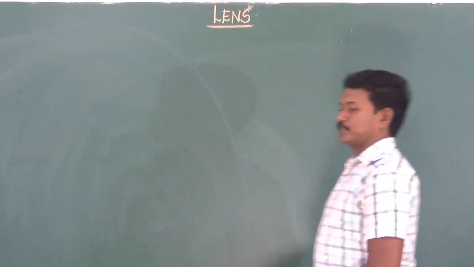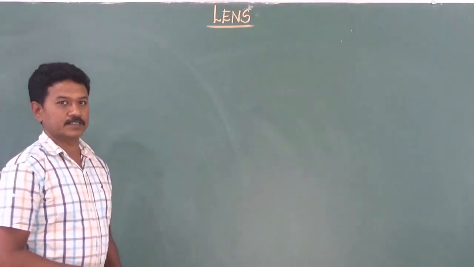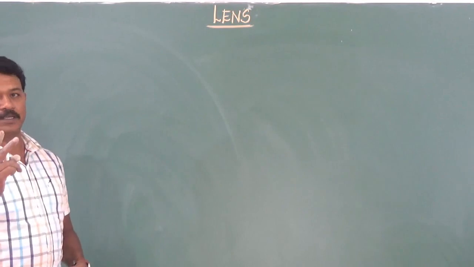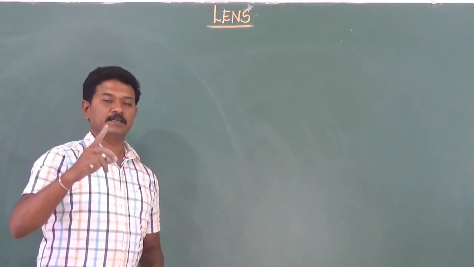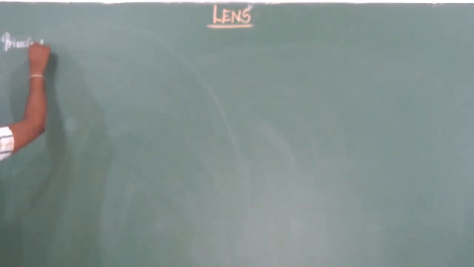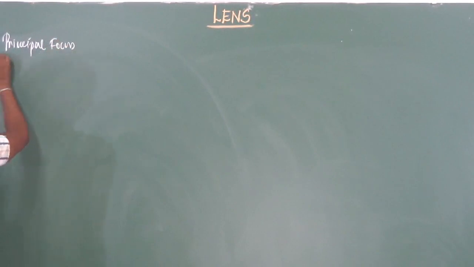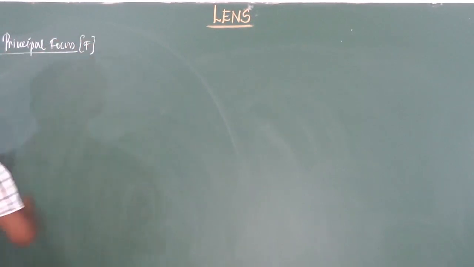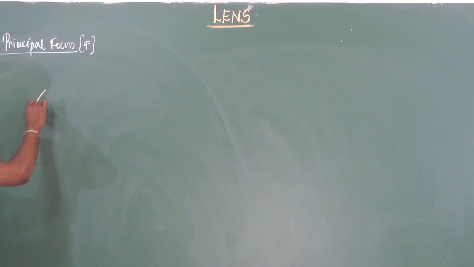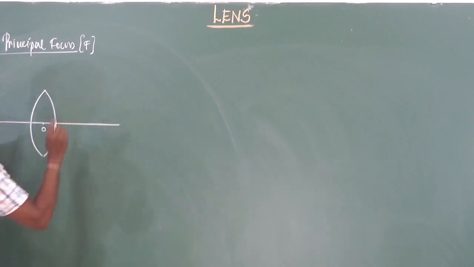Okay, we'll go with the next topic, that is principal focus. Until now we have learned two topics: the principal axis and the optic center. The next one is the principal focus, represented by the letter F. Now let us take a convex lens. This is a convex lens. This is the optic center, represented by O. This is the principal axis.